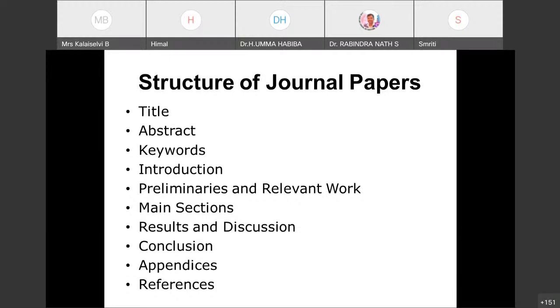First of all, journal papers will have a title, then you have an abstract, you have keywords, you have the introduction, which is section 1 of your paper, and then in some cases you can have section 2 as the preliminaries related to your research and relevant work, or the literature survey, and then you start talking about your research, which is included in the main sections, maybe section 3, 4, 5, and so on, depending on the level of research.